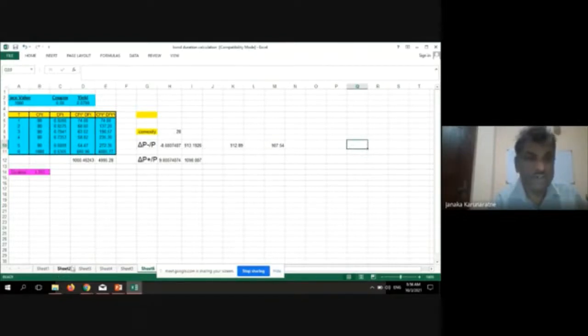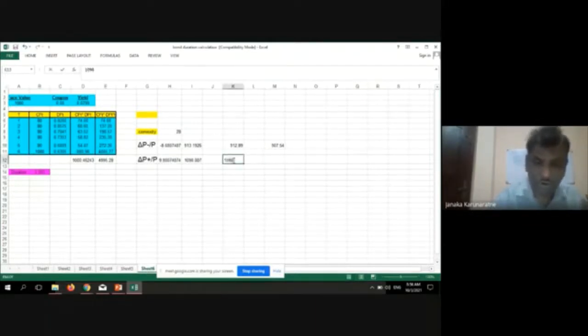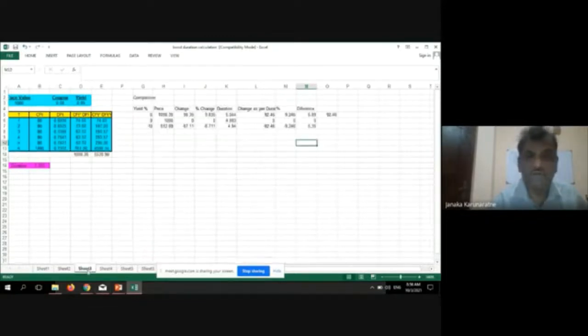Now, for the decreasing interest rate, we got 1,098.35. And for the decrease, we got 1,092.46, because it's a positive increase, 1,092.46.